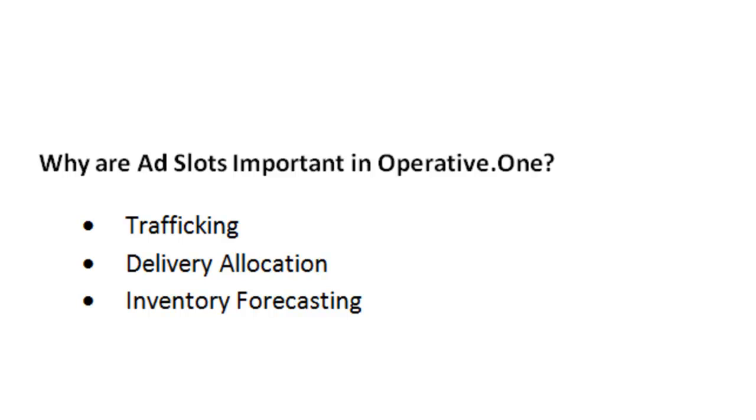Second, delivery allocation. Ad slots act as a mapping entity between the delivery that is pulled into Operative.One from production systems and the media properties that the delivery needs to get allocated to for the media property reporting. Operative.One pulls in a dataset called delivery at ad slot that identifies for every impression for which line item and on which locator the impression delivered.